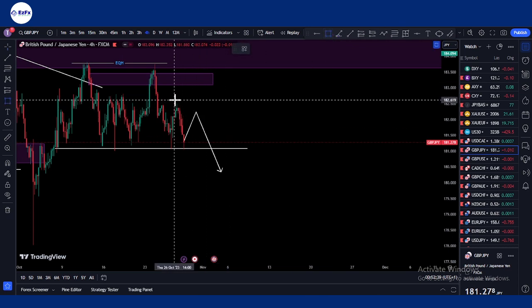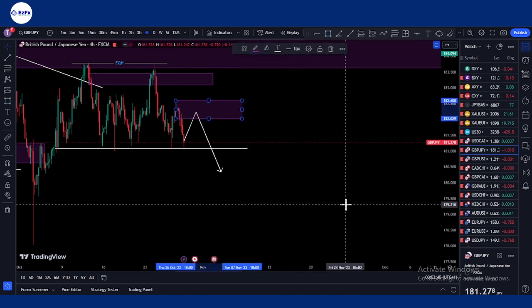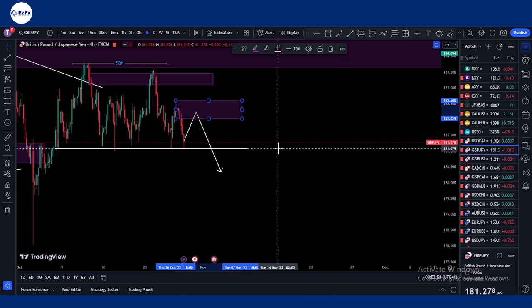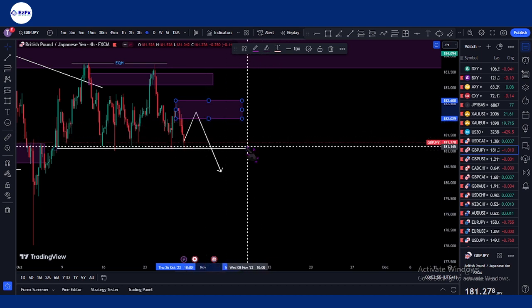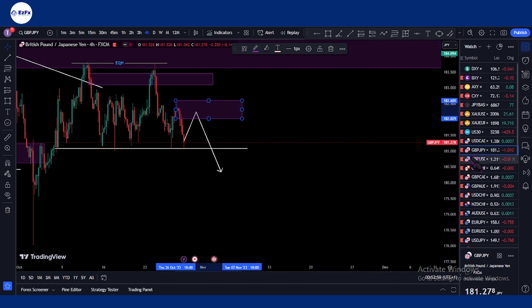For clarity's sake, let me just mark out this zone. This is between 182.600 and 182.029. So I'll just be watching out for that zone. Possibly when I get to see price tap into that zone, then I'll sharpen my tools and be watching out for sells from this pair. All right, so I hope that is clear.